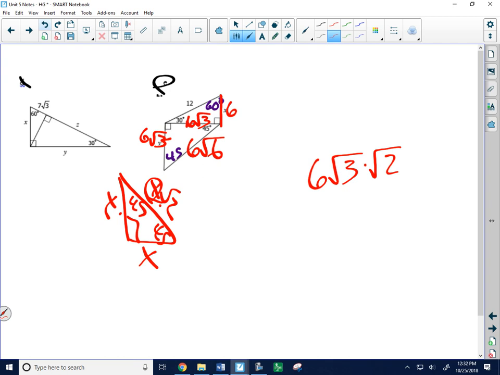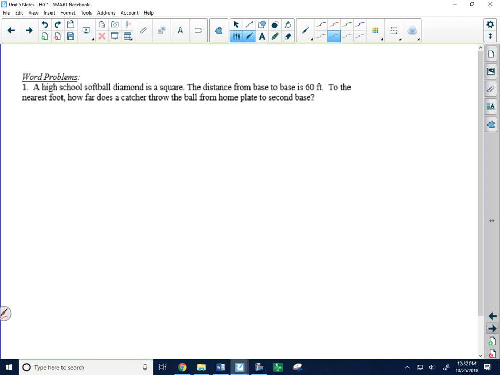That one combines the 30, 60, 90, and the 45, 45, 90. Okay, flip the page, and I'm just going to finish up with 2 quick word problems, so you can see a little application of these. I really like the first one. It's baseball, softball related.